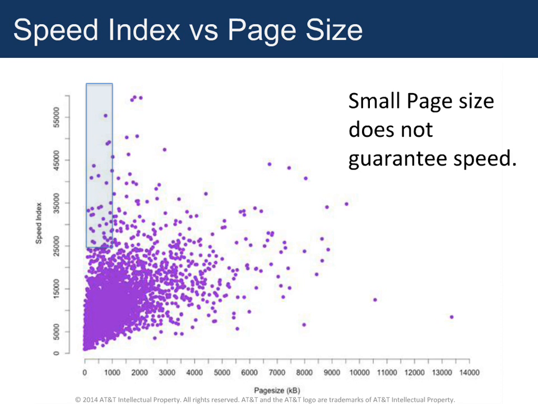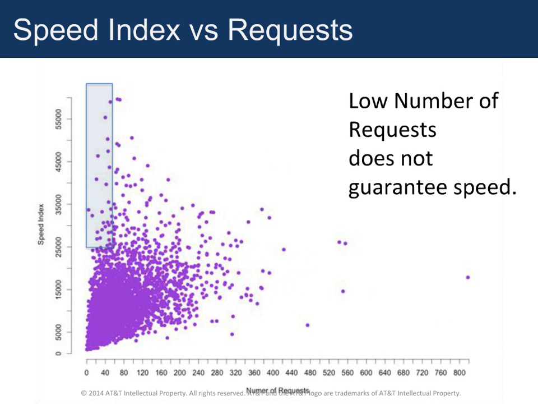The same thing happens with the number of requests. The fewer the number of requests, the more likely you are to be fast, hence the concentration of sites down in the lower left of this graph. There are a few sites that have many requests that are sort of fast. I don't know if you would call them fast, but they do have a lower speed index than you might expect. But there are also a great number of sites that have fewer than 40 requests that are also very slow.